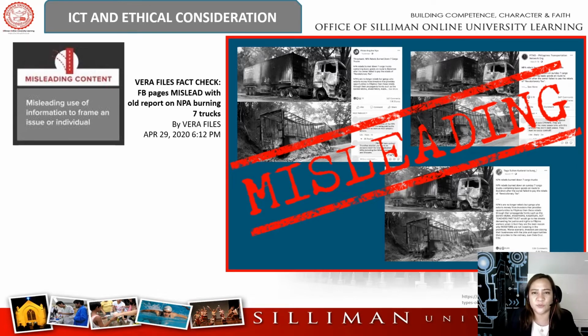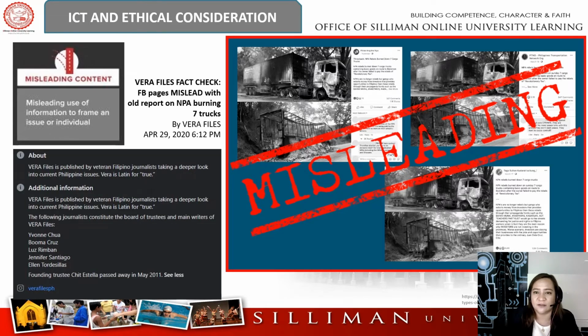Now, the problem with this report is it is over 5 years old, published by GMA News Online in March of 2015. Basically, several Facebook pages have misleadingly revived an outdated story about suspected members of the New People's Army burning 7 trucks in Bukidnon. How do we spot misleading content then? Look for similar stories or read beyond the headline. This post again is extracted from Vera Files Fact Check.